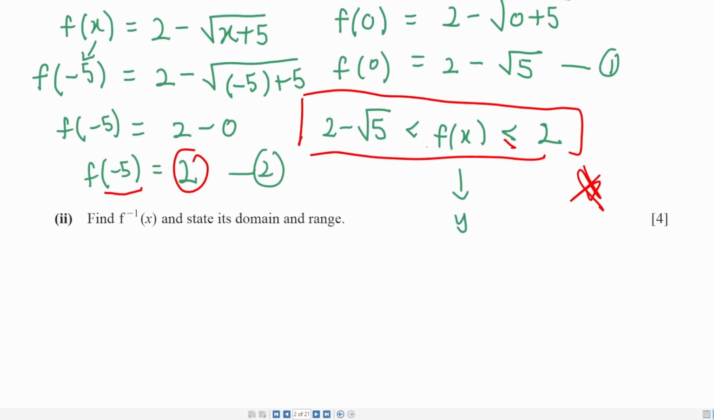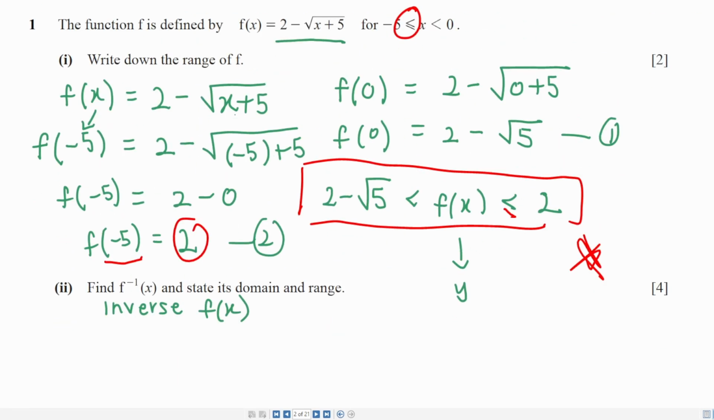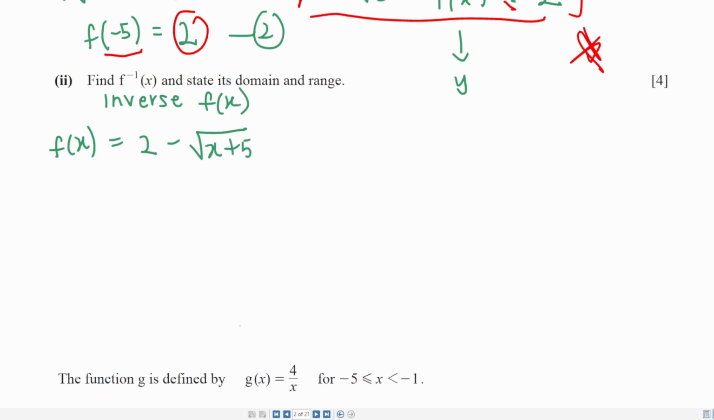Alright, next part. Now we have to find the inverse, so f to the power negative 1 of x just stands for the inverse of the function, and state its domain and range. Alright, so let's begin by finding the inverse function. So let's rewrite our original function. Function of x is equal to 2 minus square root of x plus 5. Alright, so as stated earlier, we can actually convert function of x into y. y equals 2 minus square root of x plus 5.